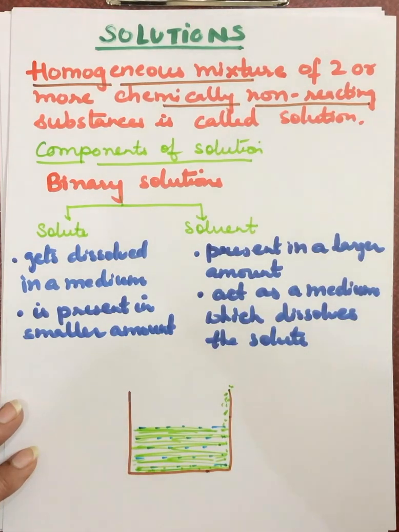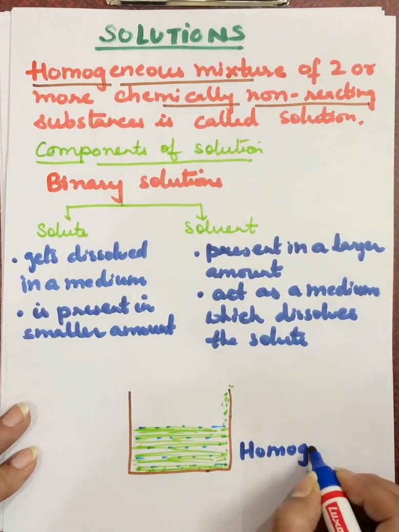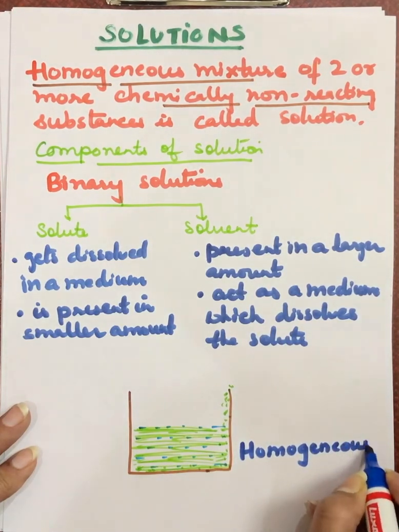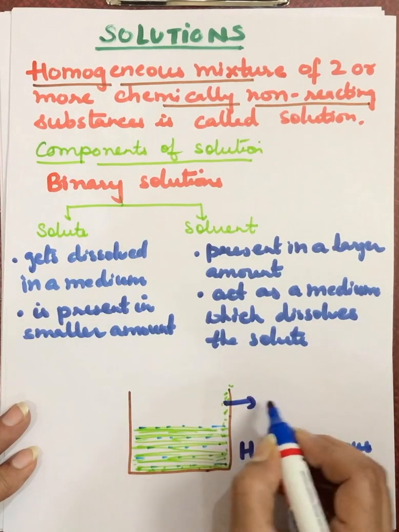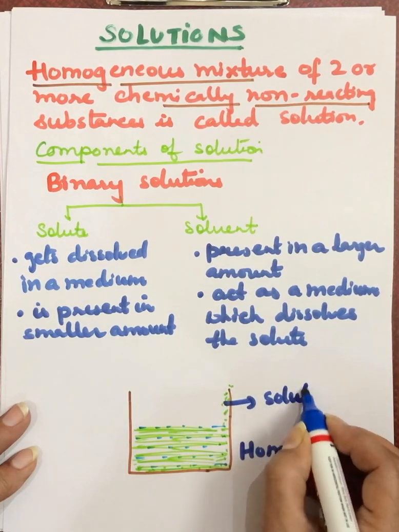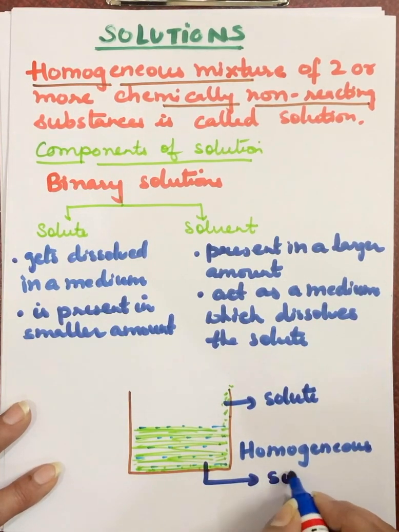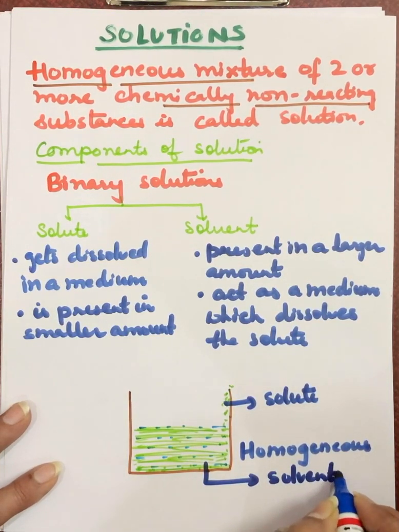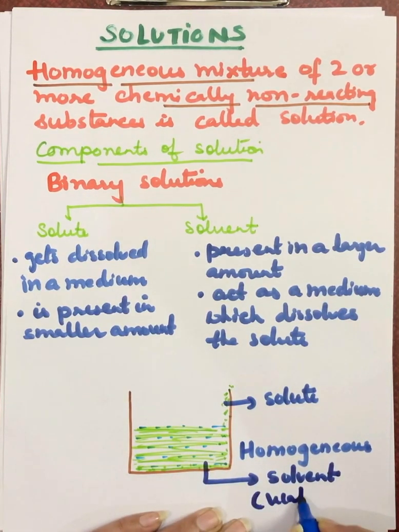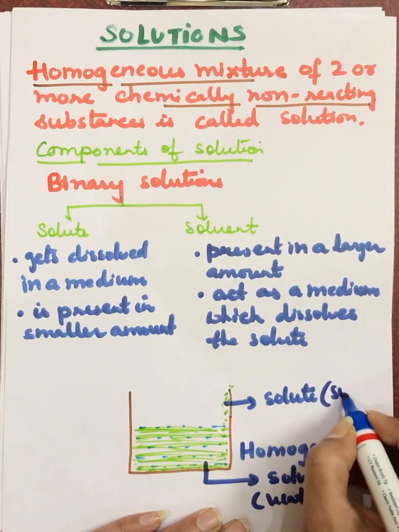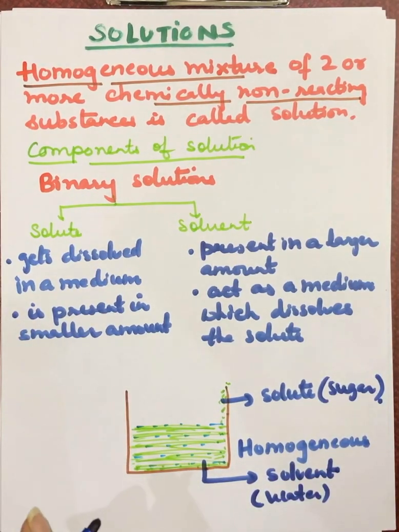So which kind of mixture will we get here? Homogeneous, because uniform mixing is there. And the sugar that we are dissolving, the component that we are dissolving, is a solute, and the medium in which we dissolve it is a solvent. So water here is a solvent and sugar that we have taken is a solute in this case. So this is what a solution is.